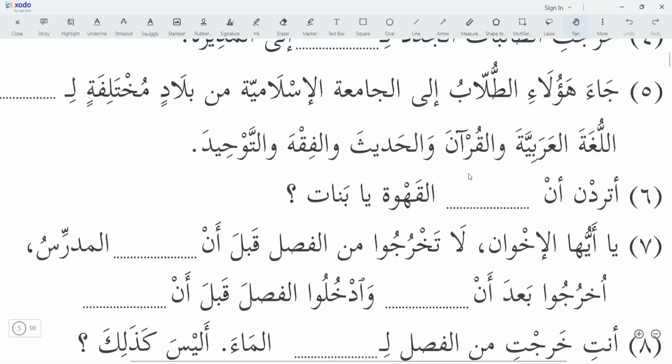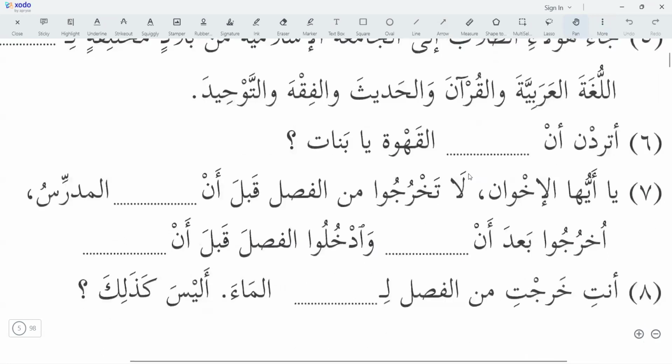The new students came to the university from different countries to learn the Arabic language, Quran, Hadith, Fiqh, and Tawheed. Because we all understand Quran, Hadith, Fiqh, and Tawheed, there is no need to translate.